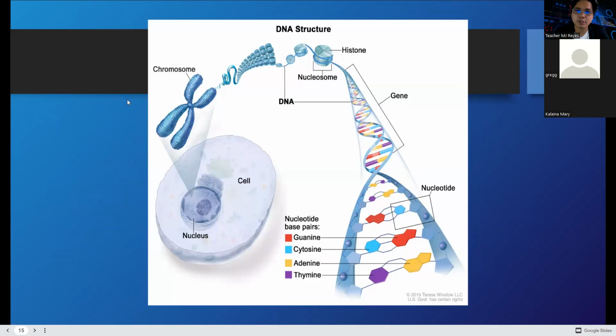This is the DNA structure. As you can see, it is ladder-like. We have histone, nucleosome, the entire set of genes, and the nucleotide. Again, we have also the base pairs. Guanine is always paired with cytosine, and adenine is always paired with thymine. Thymine is always paired with adenine, and cytosine is always paired with guanine. That is the pairing.